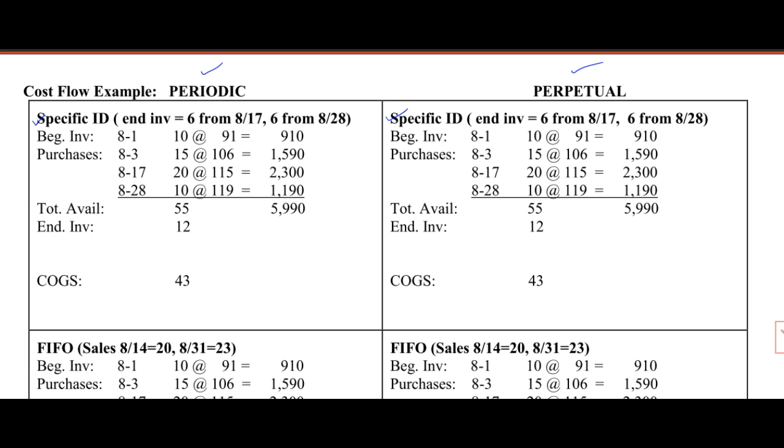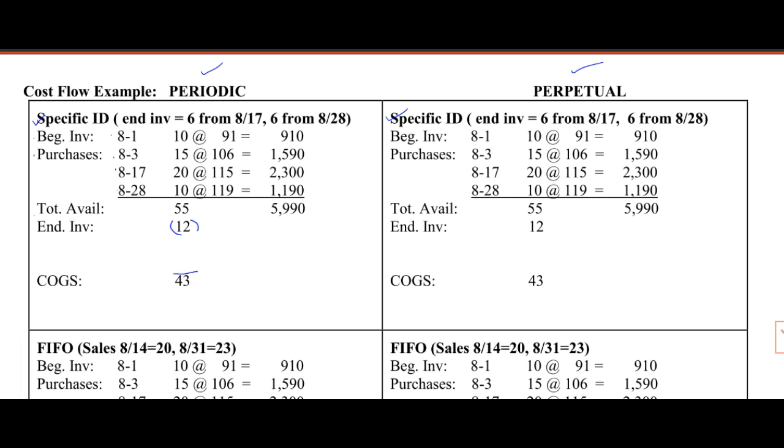Notice I'm using the format beginning inventory plus purchases. Here's your beginning inventory. You have 3 purchases. This is your total available. In units, you have 55, in dollars, 59.90. You have ending inventory of 12 units, which means 55 minus 12, you must have sold 43.